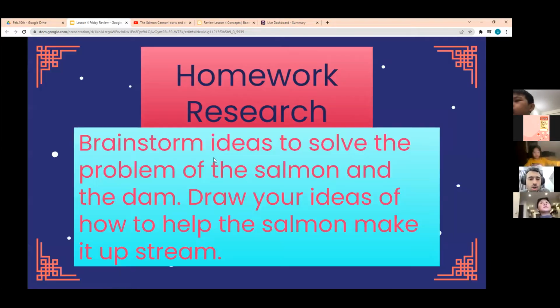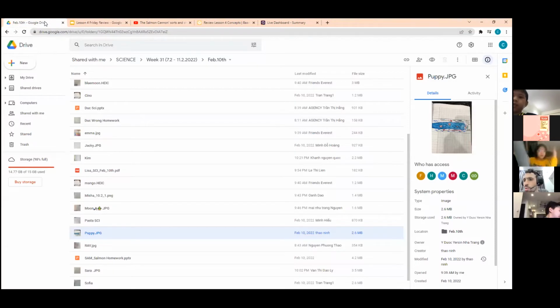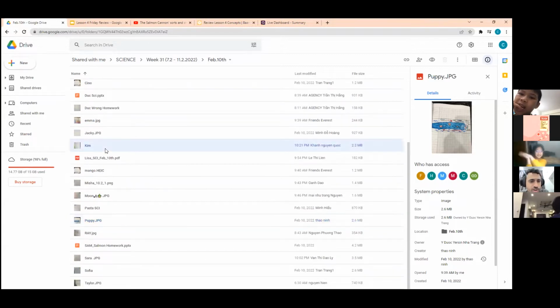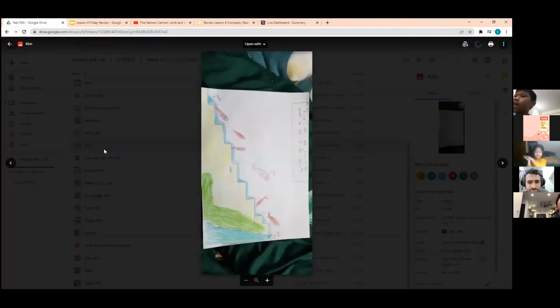Now you guys for homework had to brainstorm an idea to solve the problem of the salmon in the dam. Draw your ideas of how to help the salmon make it upstream. So here is your homework. We're going to have some people share. Kim can go first. She was the one that read the problem. Kim, share your idea with the class.